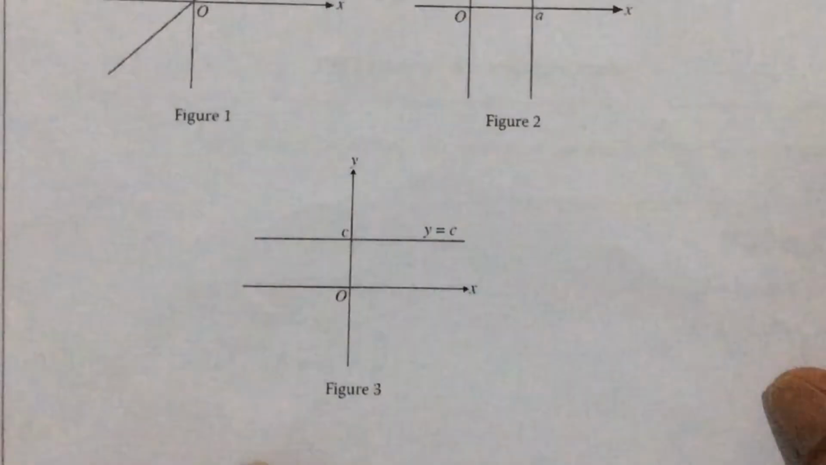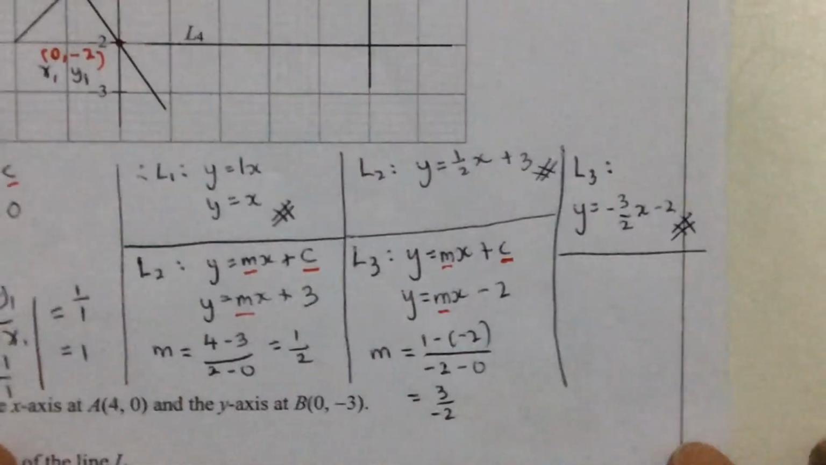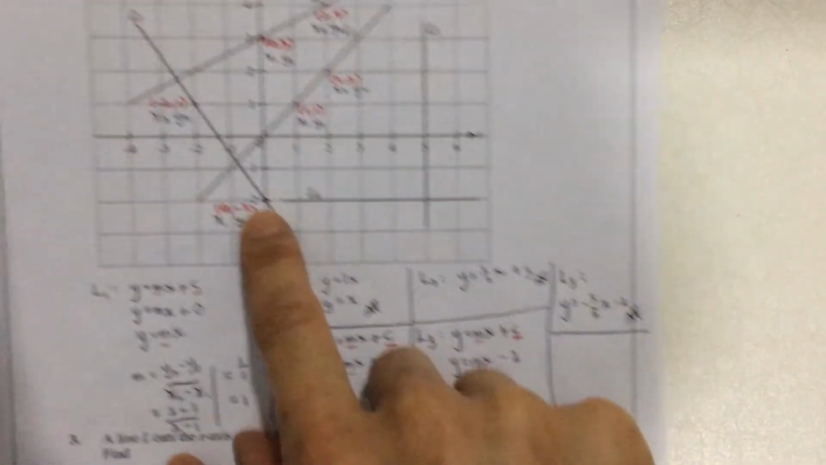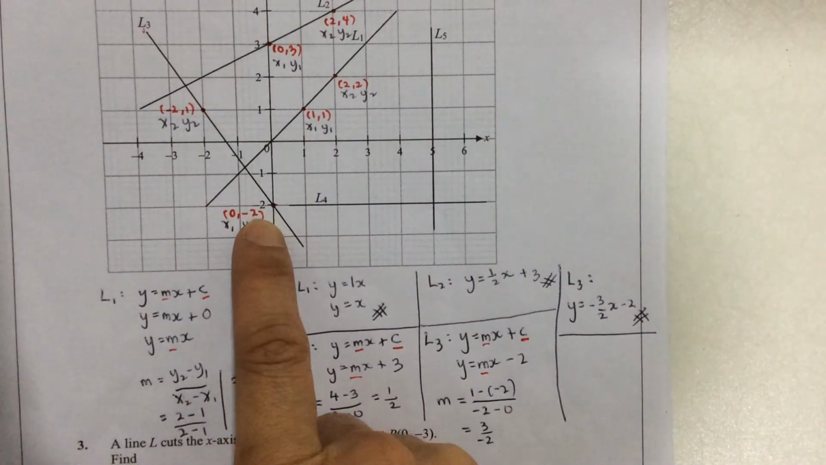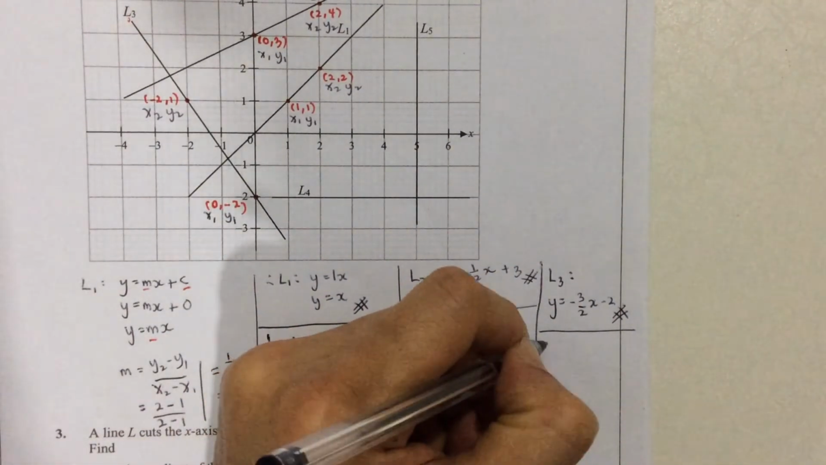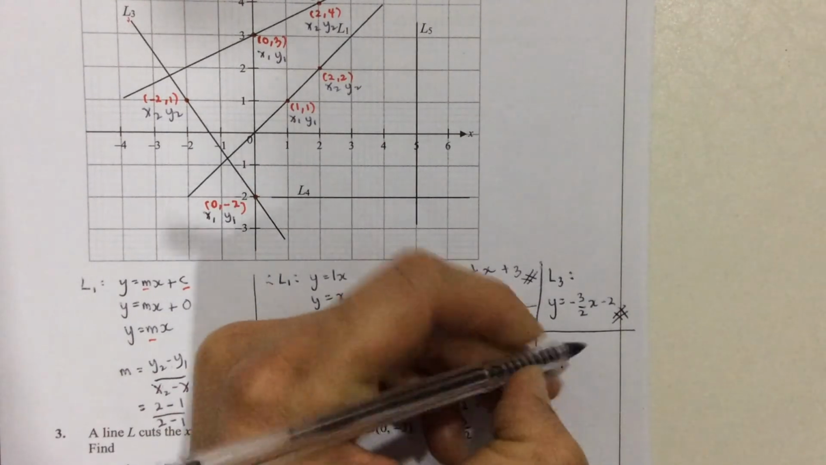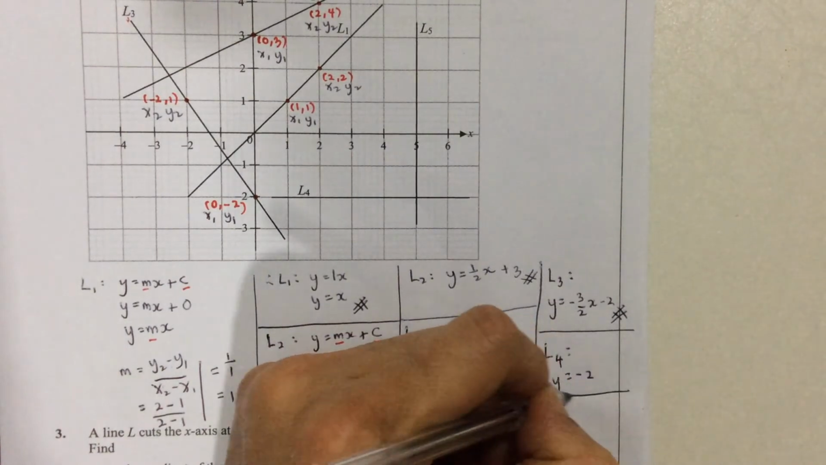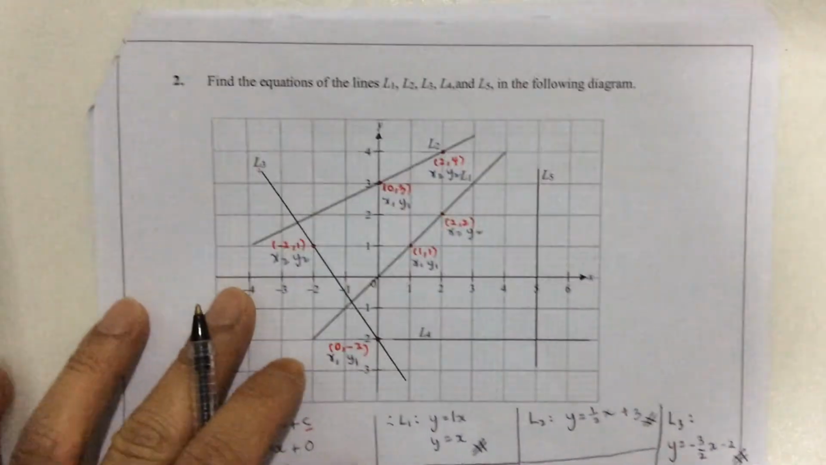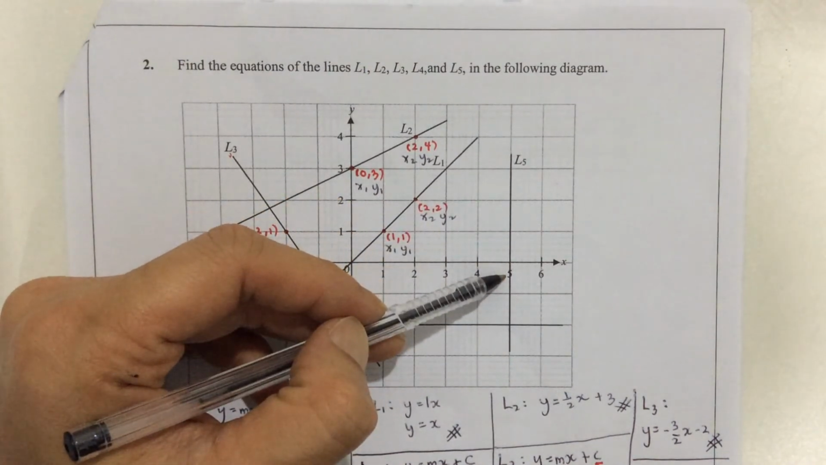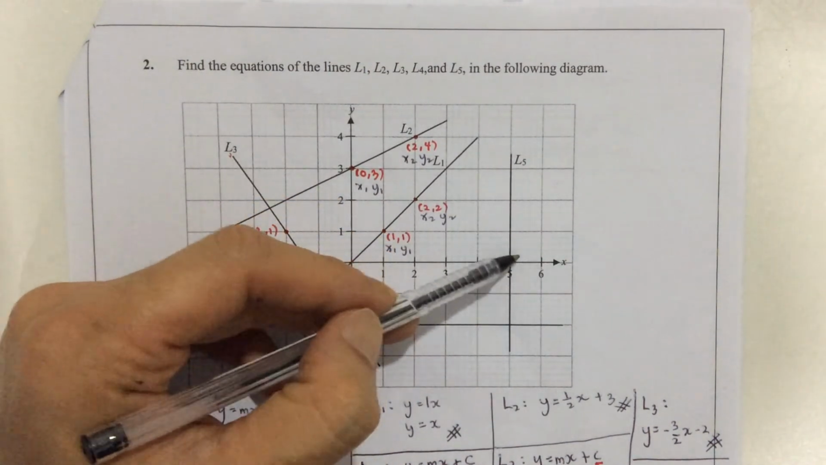So by following these two formulas, we can easily find L4 and L5. L4 here is a horizontal line cutting the y-axis at negative 2. So y equals negative 2 for L4. The equation of this line will be y equals negative 2. And the final one, line 5, you can see is a vertical line cutting at x equals 5. So the equation of the line is x equals 5.